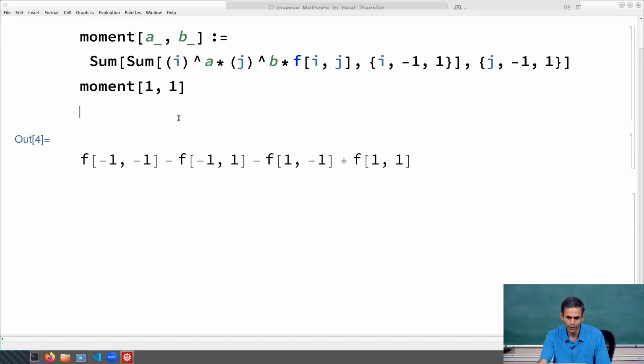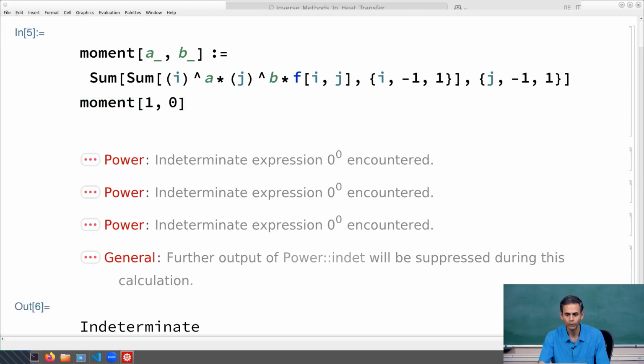Okay, so let me type up, instead of moment of 1 1, moment of 1 0. Now we run into some trouble here. The moment I put b equal to 0, it shows that j to the power b, when j becomes 0, is 0 to the power 0. It says indeterminate expression, I cannot determine this.